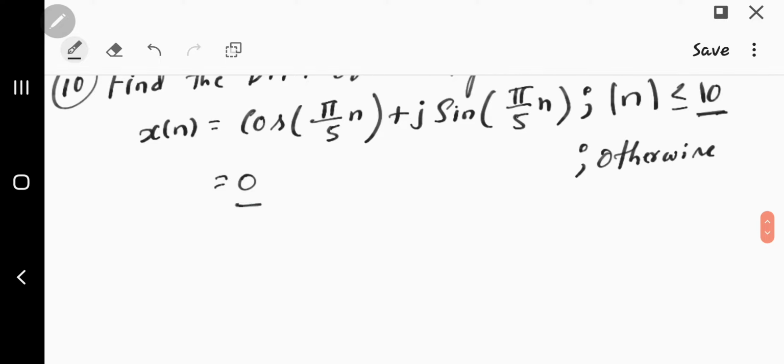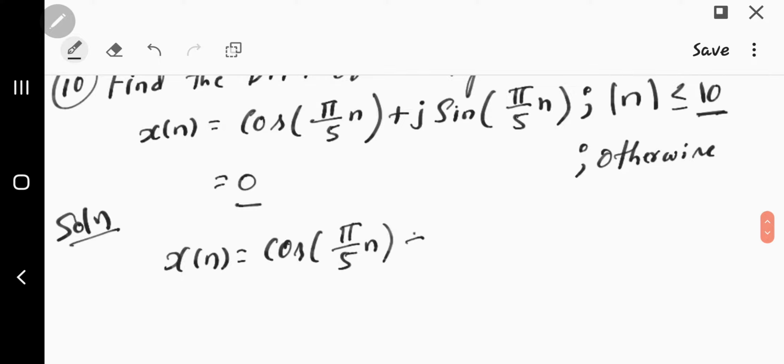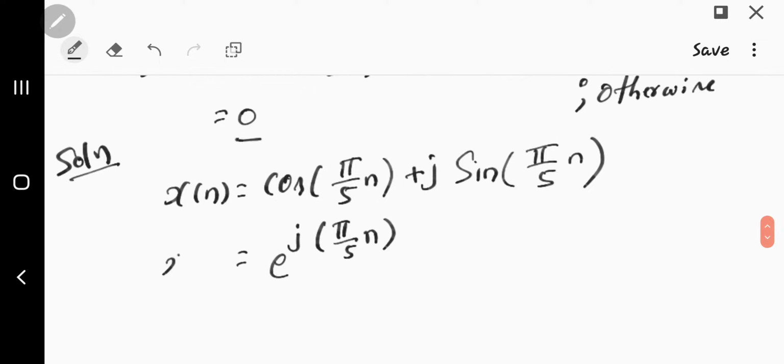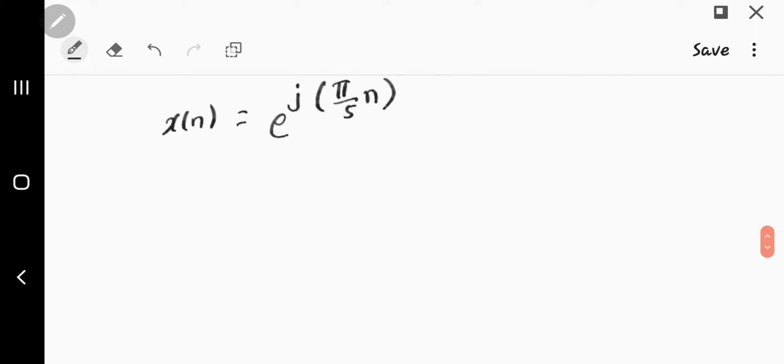So the 0 part we are not considering. So let's take the part where the signal is present. So x of n is equal to cos pi by phi n plus j sine pi by phi n here. Now if you see this, you can express this in exponential form as e power j pi by phi n. So this one is the simplest form of representing that. Now it will be easier for us to find out.